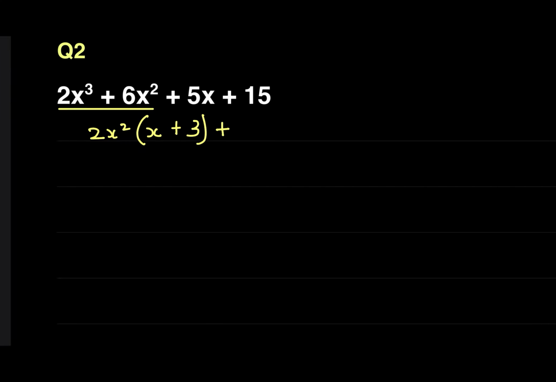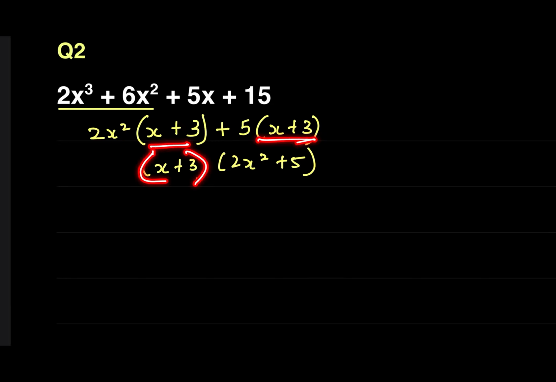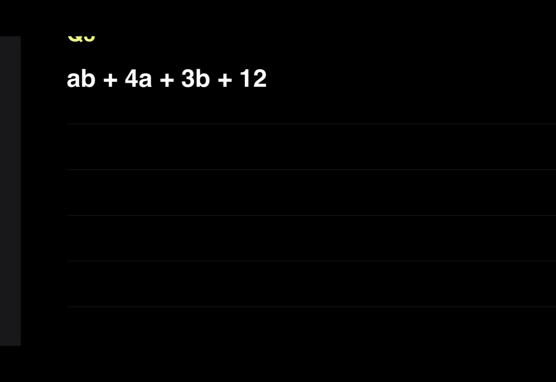Plus, and 5x plus 15. 5 is common. X plus 3. Here, common. So what do we do now? X plus 3, 2x square plus 5. Where did I get these two from? One is this, which we write in one bracket itself, just once. And one is whatever is outside the bracket. We bring them together and write it over here. Now, whether you place this bracket first or this, it does not matter because it is multiplication. Let's move to the next one. Come on, I'll go a little faster now.